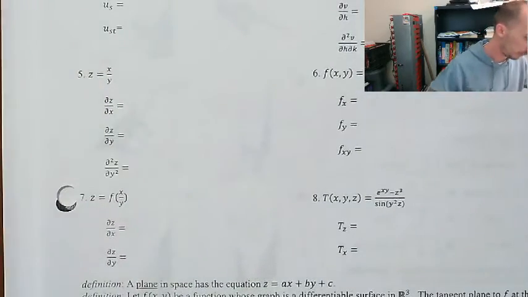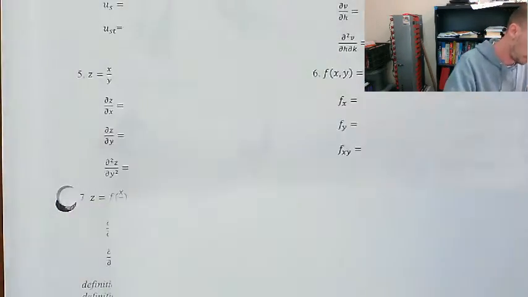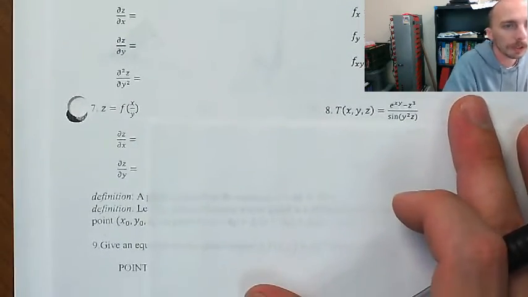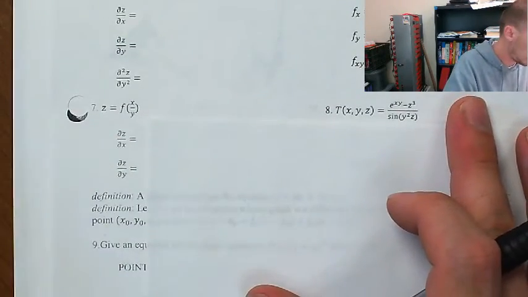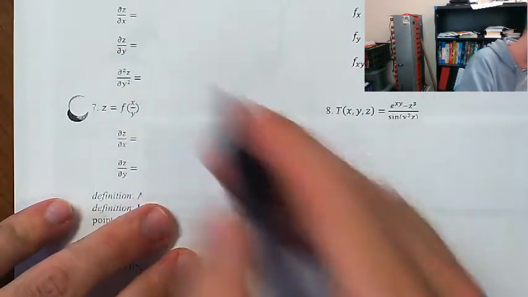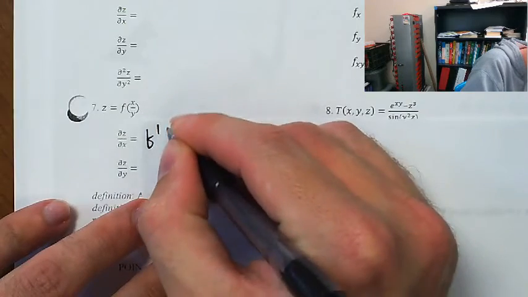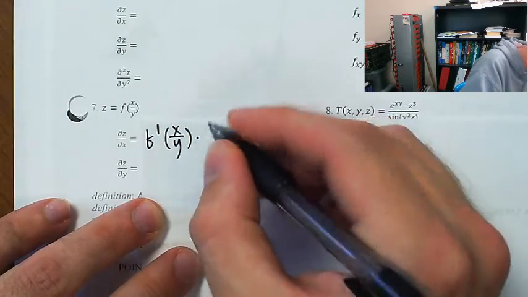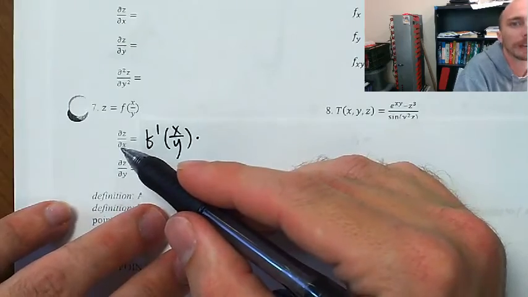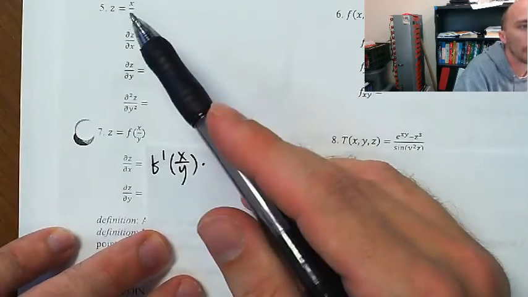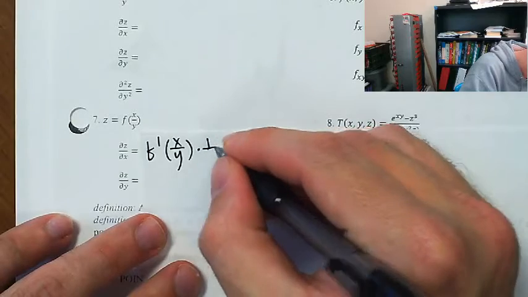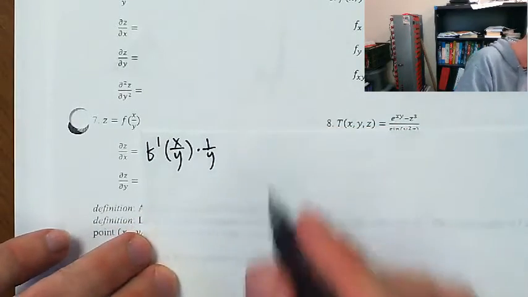Okay. Number 7 is f of x divided by y, where f is kind of unknown, but we know it has a derivative. So dz dx is going to be, I take the derivative of the outside while leaving the inside the same, and then I'm going to take the derivative of the inside with respect to x. Just like before, this is x times 1 over y. 1 over y is a constant, so it'll just be times 1 over y.